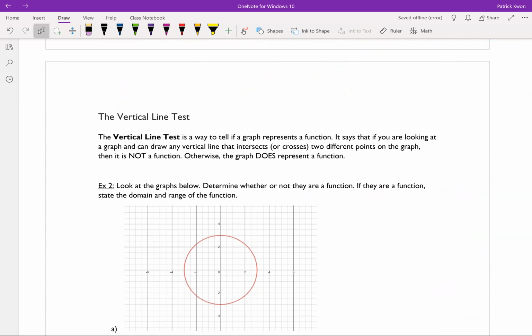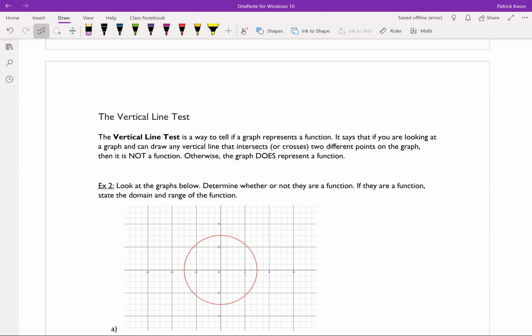So there's this thing in math called the vertical line test, and it's really nice because it tells us if a graph represents a function. And functions have many representations. You can see them in an equation, in a table, or in a graph. But for the graph part, the vertical line test tells us whether it's a function or not.